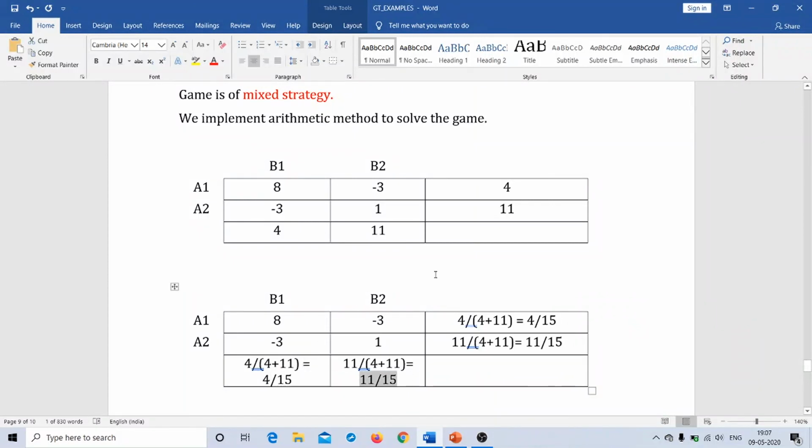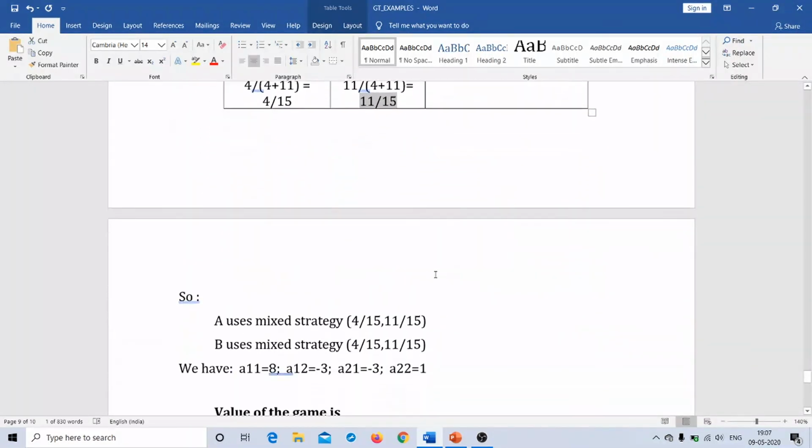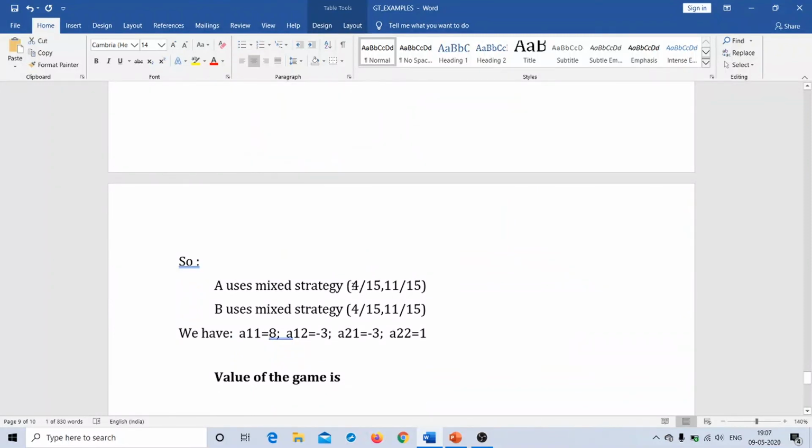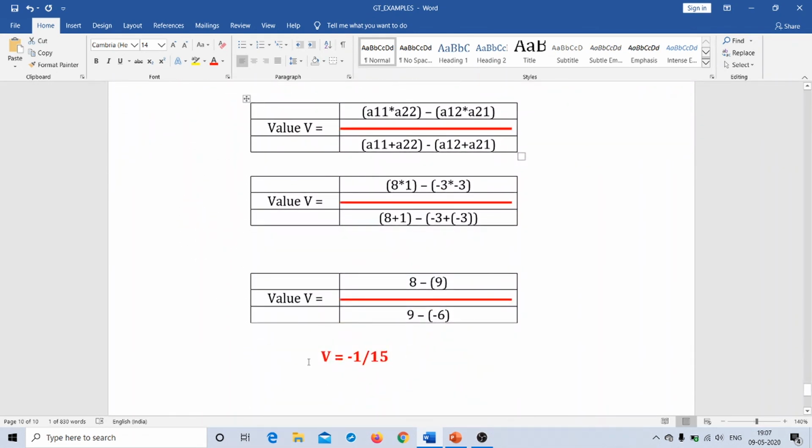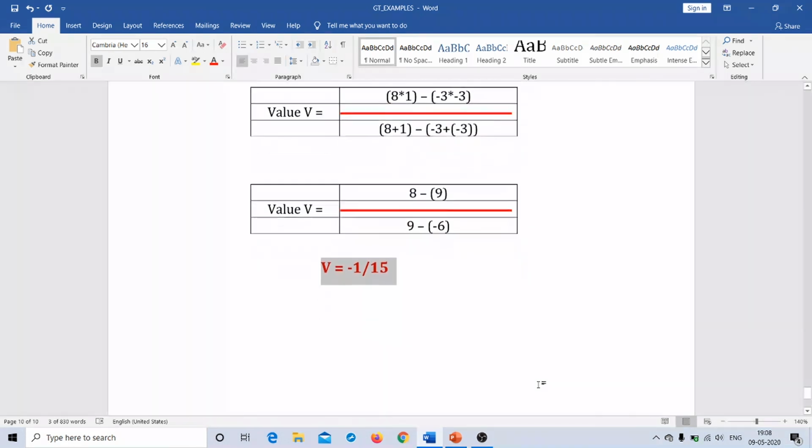And hence the strategy adopted by player A is 4 by 15 and 11 by 15. Similarly, the strategy adopted by player B is also 4 by 15 and 11 by 15. So I find the value of the game, and it comes out to be minus 1 by 15. So this is how you solve problems of mixed strategies using the algebraic method and the arithmetic method.